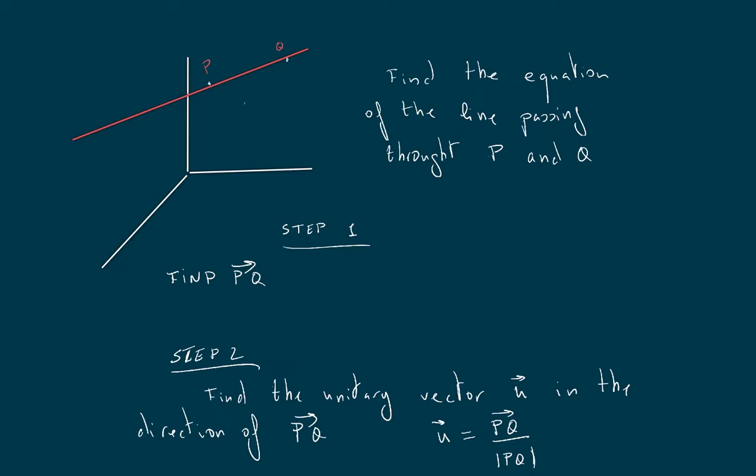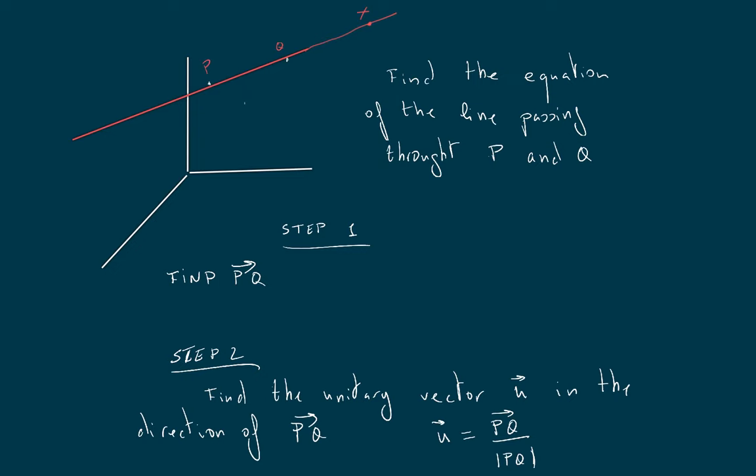Okay, Leonardo, let's discuss how to find the equation of a line given two points, P and Q. These are the two points, P and Q, and there is a generic point here that I will call the point X. It is a generic point X.